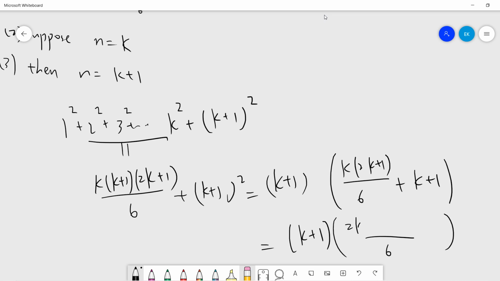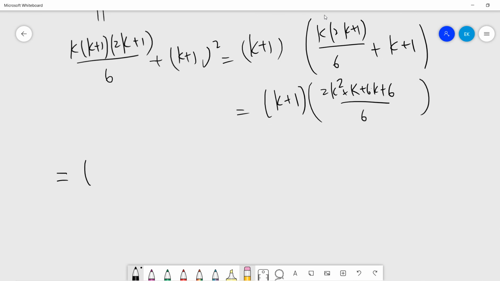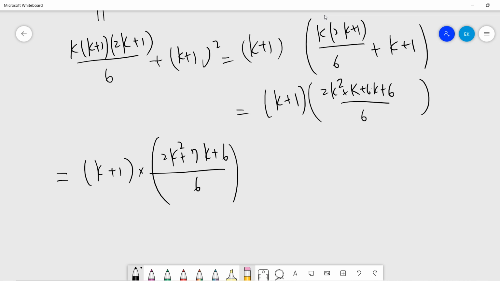So we have 2k squared plus k plus 6k plus 6. This is (k plus 1) times (2k squared plus 7k plus 6) divided by 6. So you can check this: 2k squared plus 7k plus 6 should factor into two terms. So you see 2 times 2 is 4, and 1 times 3 is 3. So 4 plus 3 is 7.